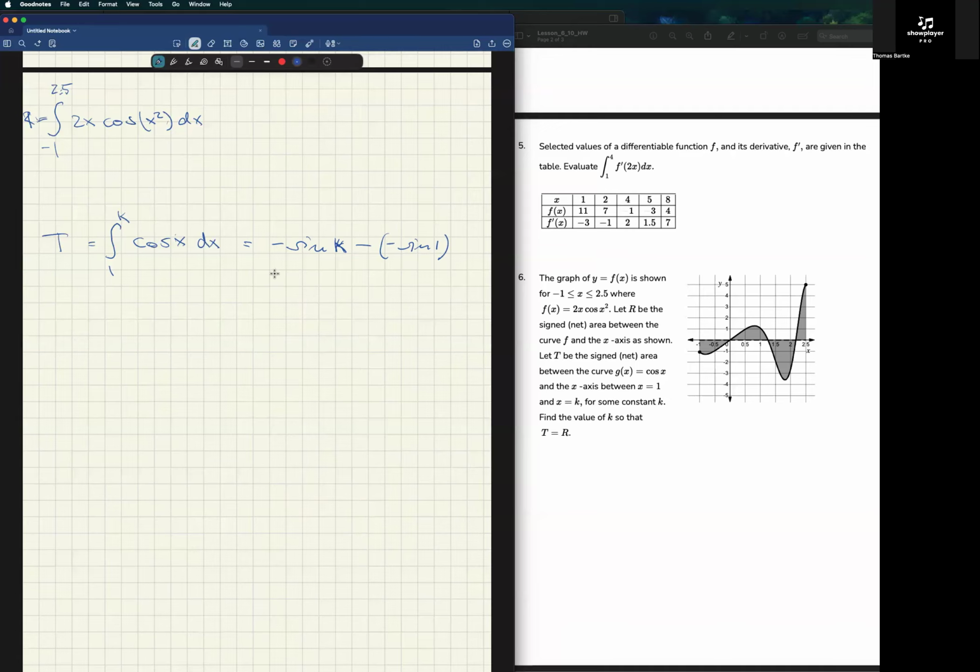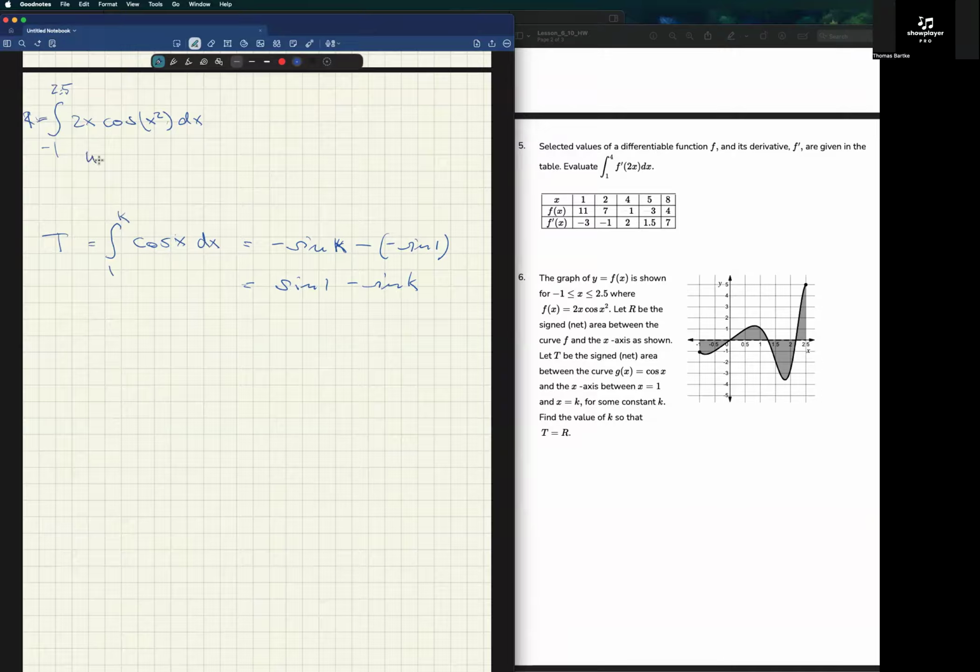Yes. And let's clean this up just a little bit. It's basically sine 1 minus sine k, right? Just eliminate as many negative signs here as possible. I think I did this right. So this is plus sine 1 and then minus sine k. Yes, that'll work. Okay, so that's this. That's t. And then let's find r.